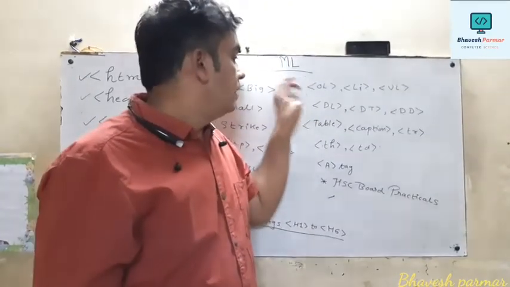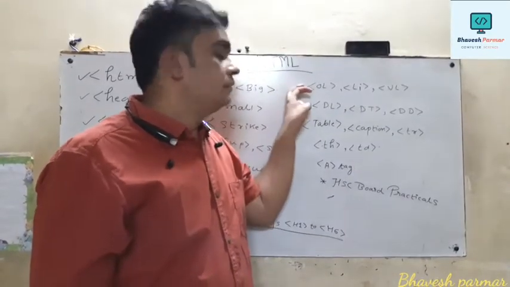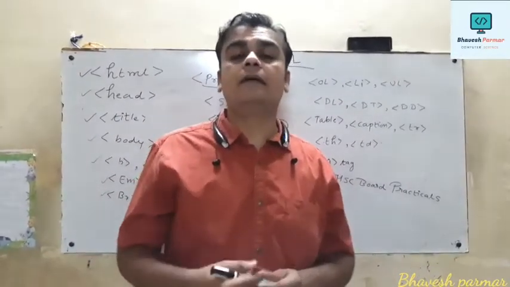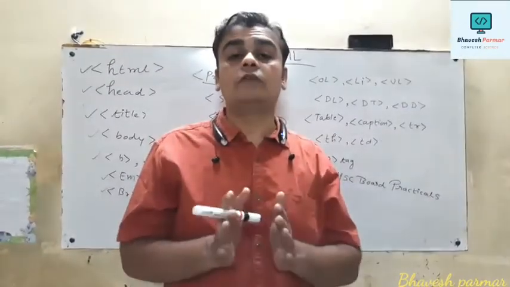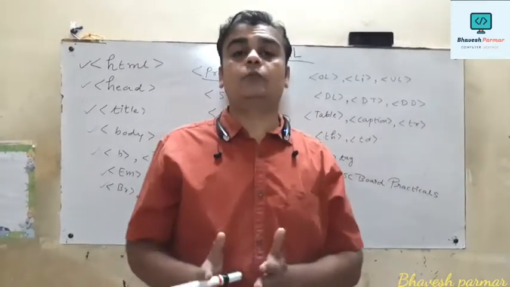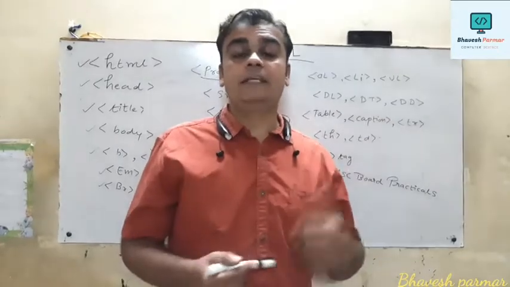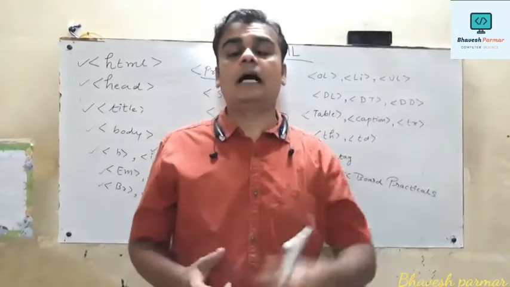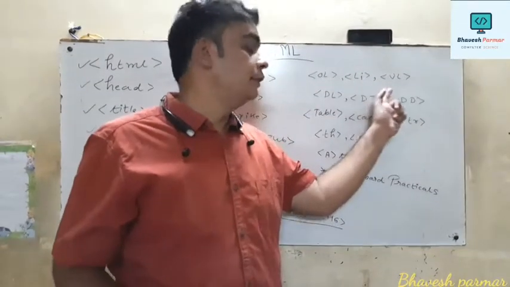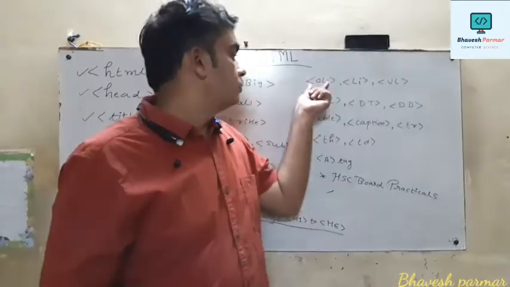Why and how? First of all, this tag is very important from the HSC board point of view. Why? Because there is one question always asked in your question paper for 5 marks, meaning draw the exact output, and we have also solved so many examples related to this, and I also provided so many exercises for you related to the OL tag, UL tag and DL tag. So first of all, the OL tag.